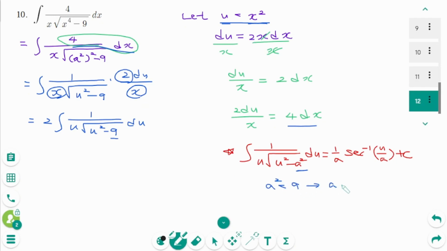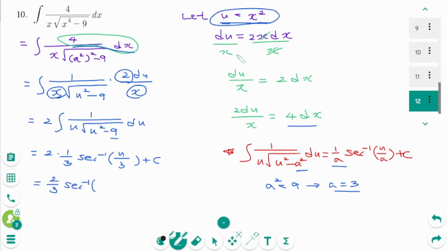That means a equals 3. The answer is 2 times 1 over a, 1 over 3, cosecant u over a is 3 plus c. Then the final answer is 2 over 3 cosecant of u, which is x squared over 3, plus c.